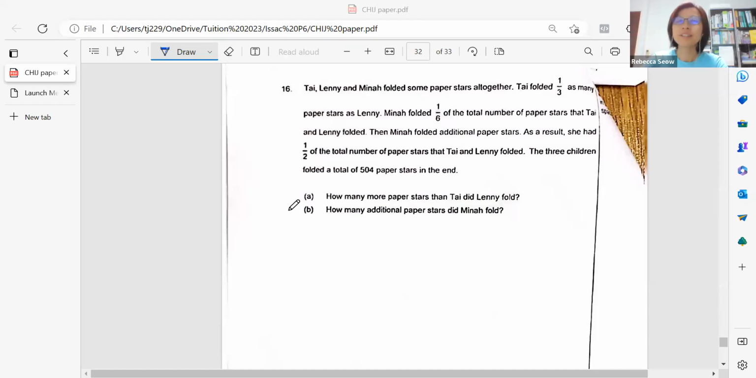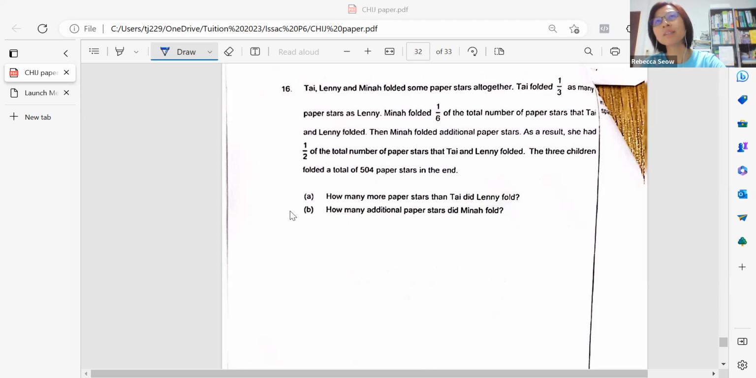This question is taken from CHIJ, St. Nicholas Girls' School, 2022 year assessment, question 16. Let's take a look at what the question says. Ty, Lenny, and Mina folded some paper stars all together.